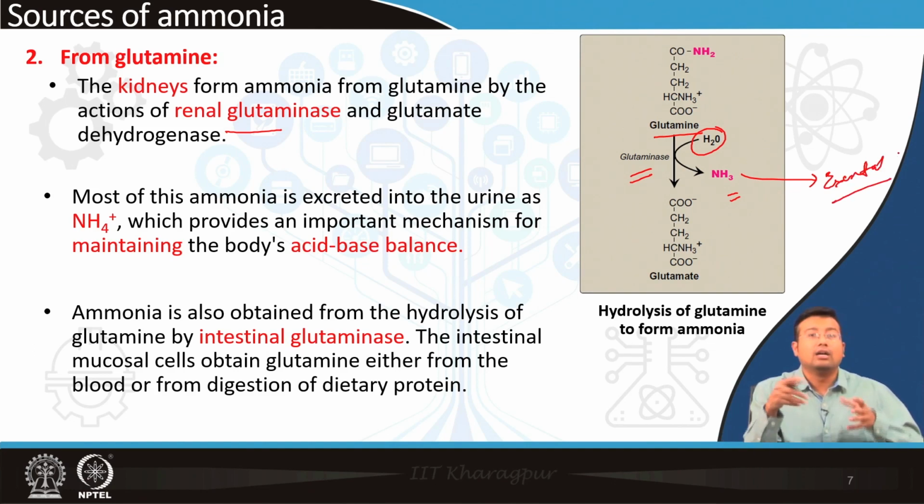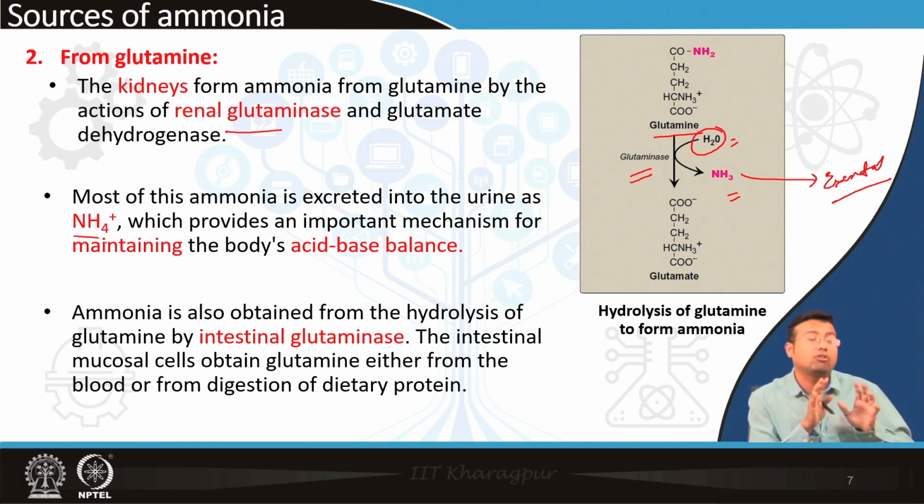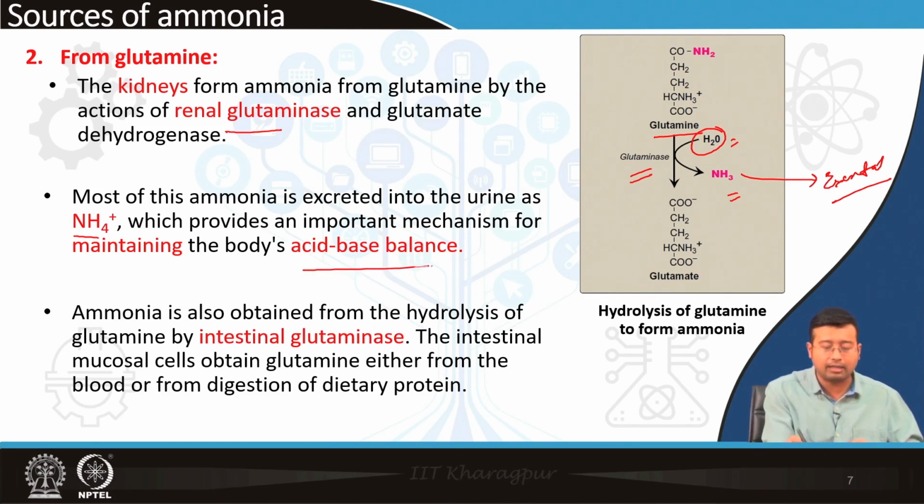It is directly excreted. How it is excreted? Actually, ammonia is highly soluble in water. So, in the renal tract there is excess water in the form of urine. So, ammonia is dissolved in the urine and excreted in the form of ammonium ion, and this is one of the major mechanism of acid excretion from the body that maintains the acid base pH.